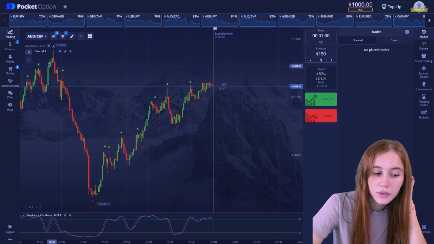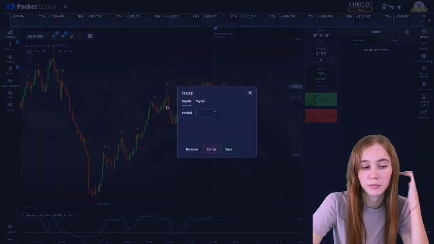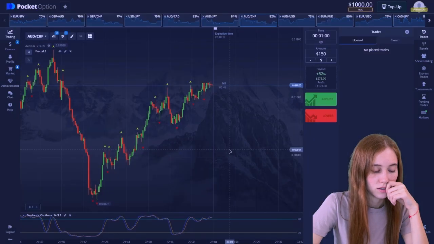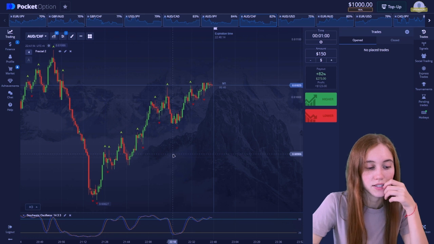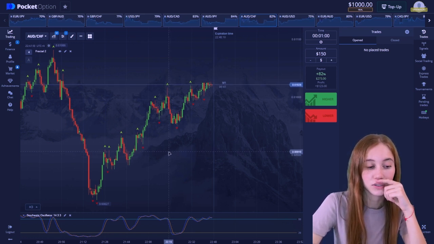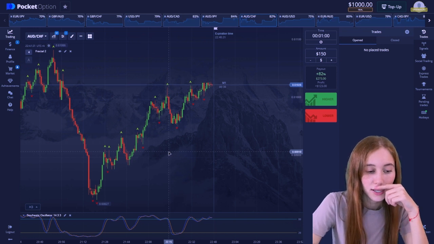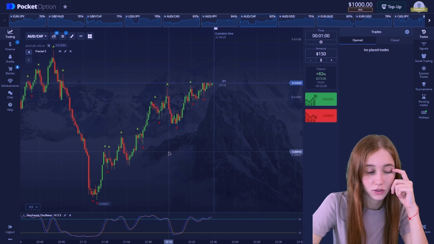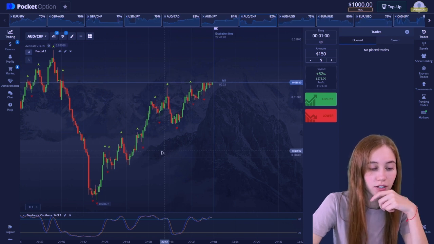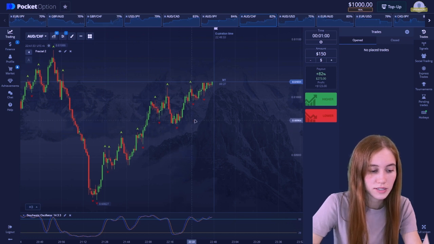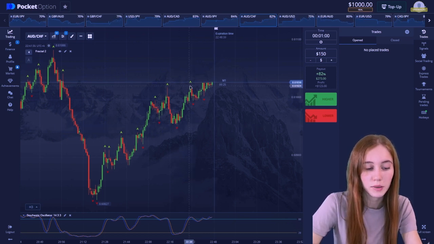There's also a second indicator, the fractal. Let me show you its settings. This indicator indicates the highs and lows reached by the market during a certain period, visually highlighting them with directional pointers depending on the extremes. Fractal down is a red pointer, like here, pointing down. Fractal up is a green pointer pointing up.